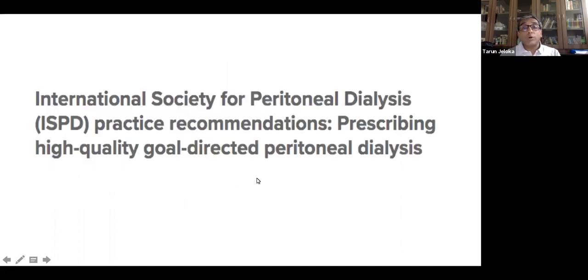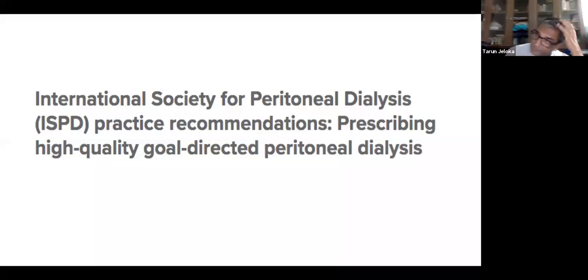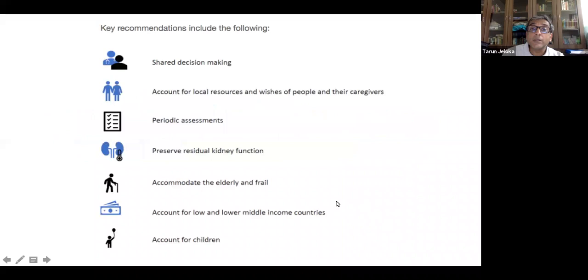Okay. So as I said, the adequacy of dialysis roughly, if you are asked what is adequacy of peritoneal dialysis, you should say the number given, Kt/V is 1.7, but the newer concept is more directed by patients. It's a goal-directed adequacy. So what does it mean? So it includes several factors. It has to be a shared decision made with the patient. It also accounts for local resources and wishes of the people and their caregivers. It has a periodic assessment.